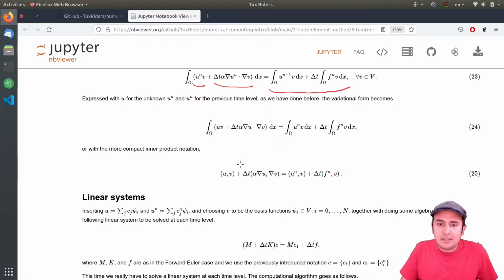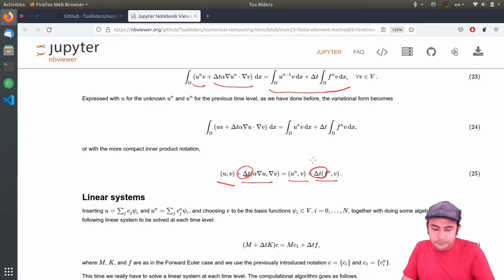So in the end, it becomes something like this. This is a variational formulation. Now you know where they come from, and this is because we have multiplied delta t to both sides of the equation.